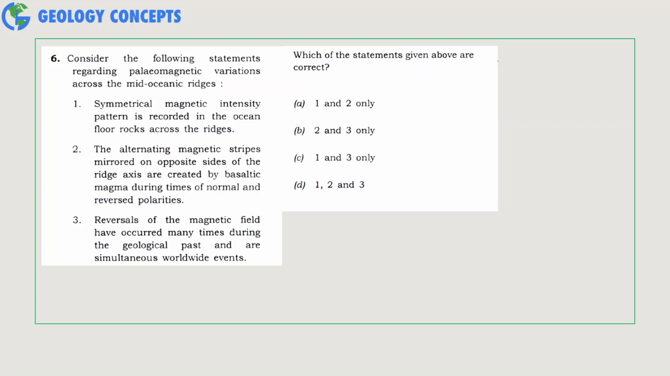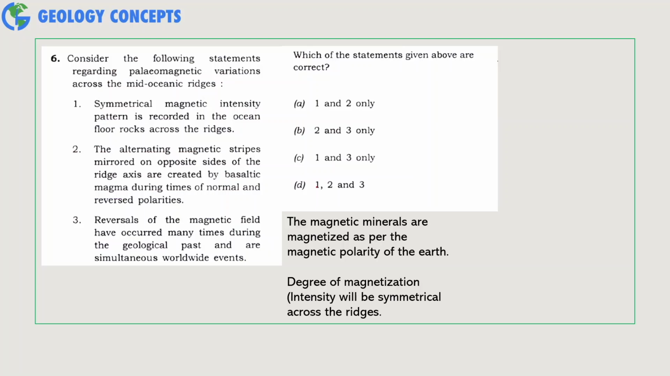Okay, so statement 1 here is correct, as the degree of magnetization, that is the magnetic intensity pattern, is symmetrical on either side of the ridge, or across the ridges. Statement 2 is also correct, as the alternate magnetic stripes are created after the solidification of magnetic minerals from the basaltic magma, depending upon the magnetic polarity at the time of eruption. Statement 3 is also correct, as the magnetic field has reversed many times in the geological past, which are of course simultaneous events worldwide. So option D is the correct choice, that is 1, 2, 3, all the statements are true.